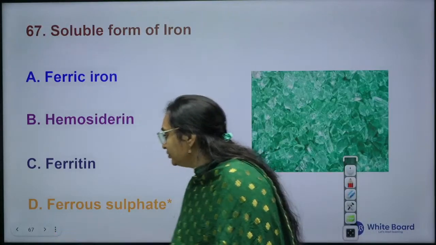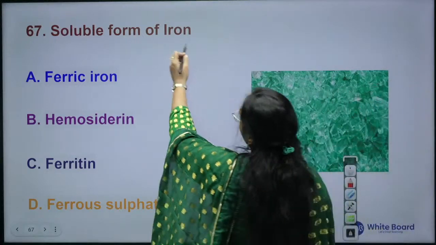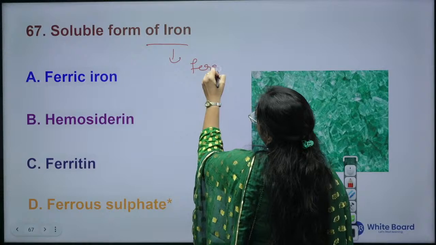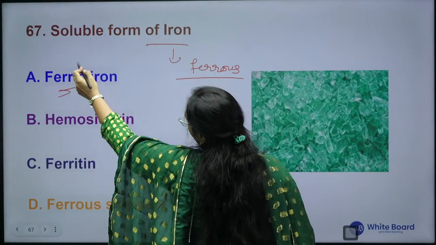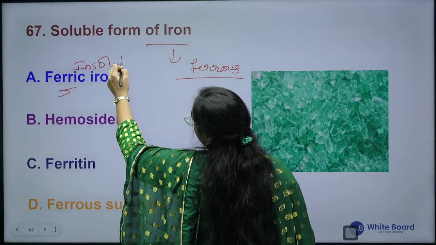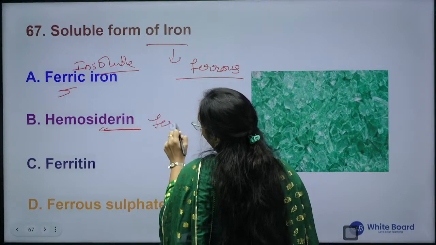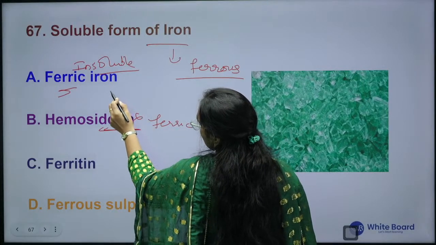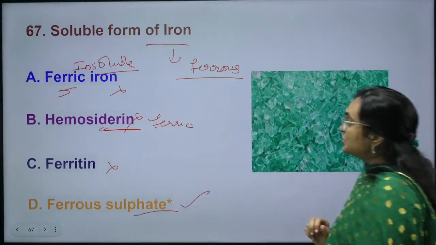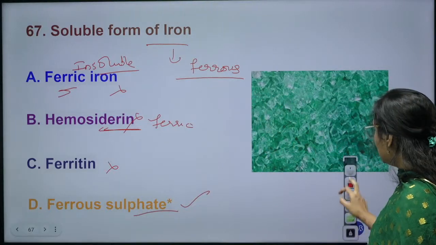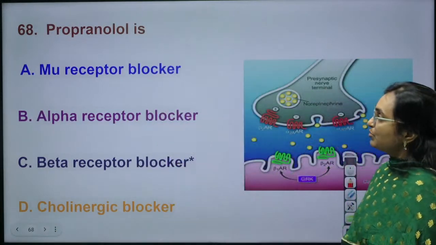Next question, soluble form of iron. Ferrous form is the soluble form of iron. Ferric is the insoluble form. Hemosiderin is also in the ferric form, so it is also insoluble. Ferritin is insoluble. Ferrous form is the soluble form. So D is the answer. Ferrous sulfate is the answer. Remember.